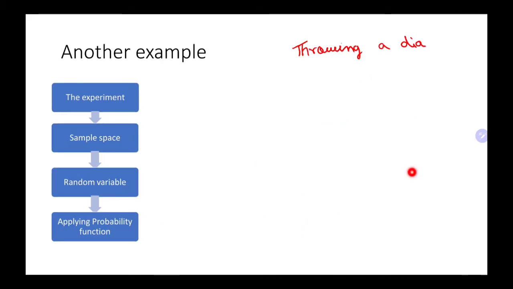Now let's take another example and try to understand this. This time the experiment is throwing a dia. Dia is the singular form of dice. So we are done with identifying the experiment. The next thing is identifying the sample space. If we denote S as the sample space, then we know that when we throw a die, we only have 6 outcomes: getting 1, 2, 3, 4, 5, and 6. Hence we have identified all the events of the sample space, and we are done with the second process.